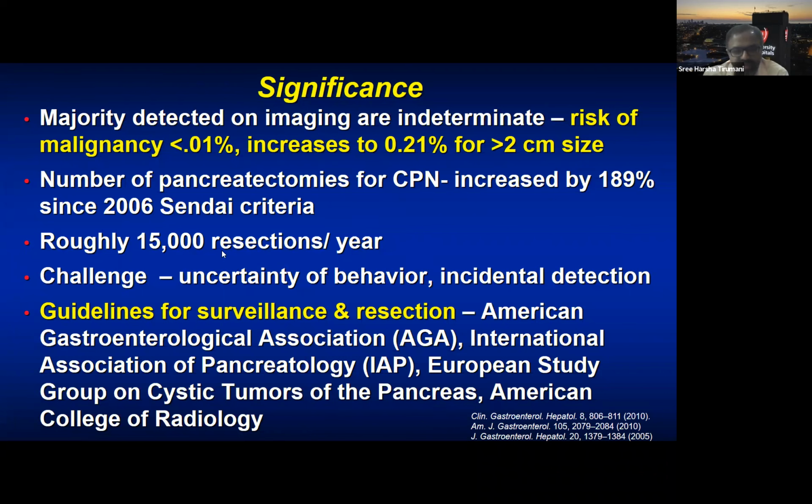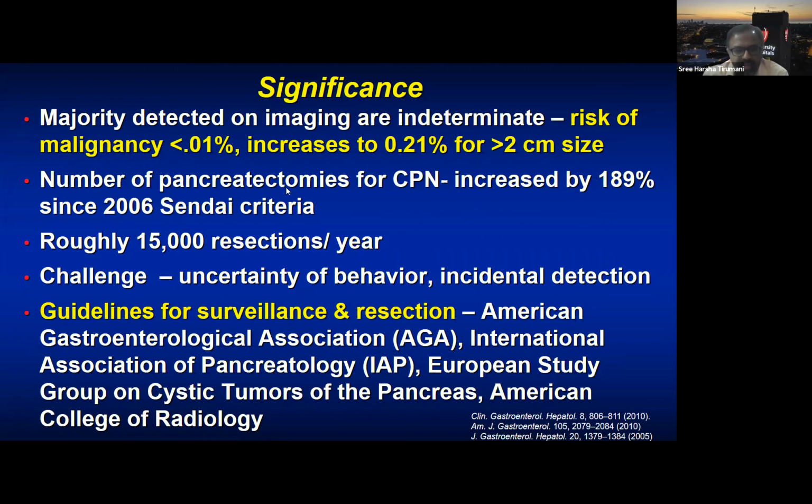And roughly there are around 15,000 resections done in the United States for pancreatic cysts each year, but many of them actually may not need surgery. And the main challenge in this setting is whether we should follow them, or should we resect them, or should we just leave them alone.